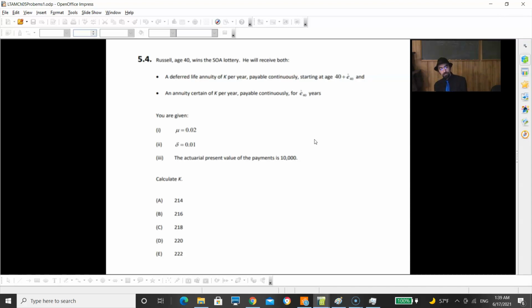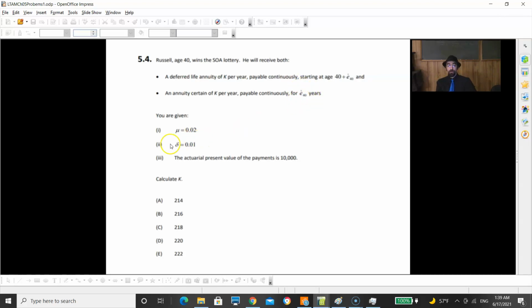5.4. Russell, age 40, wins the SOA lottery. He'll receive both a deferred life annuity of K per year payable continuously starting at age 40 plus circle E40, and an annuity certain of K per year payable continuously for circle E40 years. And you'll notice, yeah, we're going to have to figure out what circle E40 is.